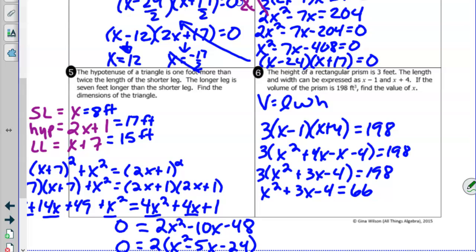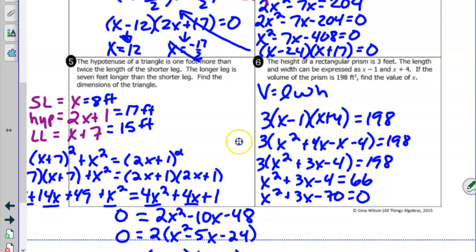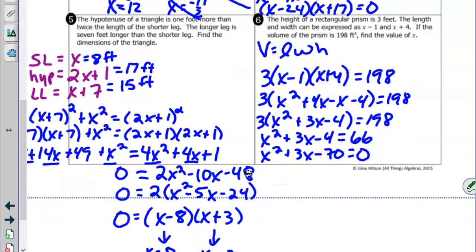What do I do now? Yeah, so we're going to subtract 66. We get x squared plus 2x minus 69. And your factors of negative 69. What are our factors of negative 69 that give me a 2? Very good. Which one's positive? Perfect.